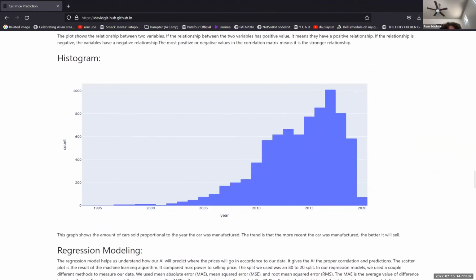And here we have a histogram, which basically shows the amount of cars sold proportional to the year the car was manufactured. Just by looking at the trend, the more recent the car was manufactured, the better it sold.